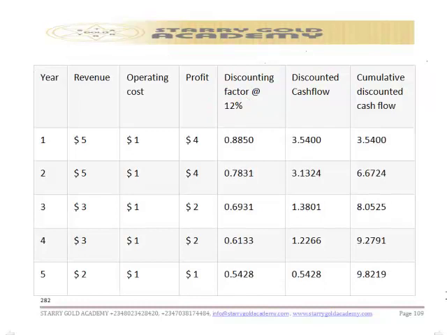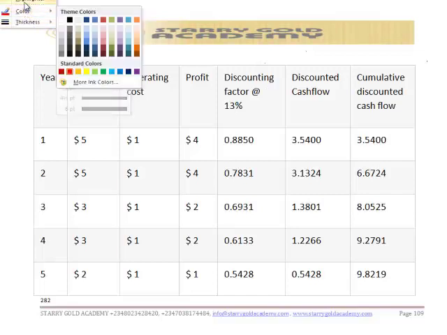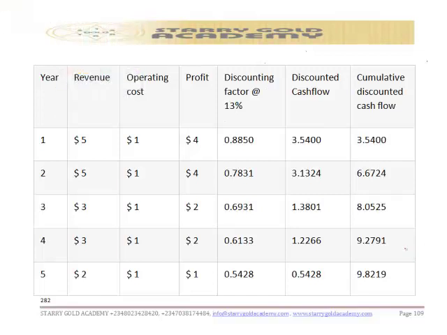So when we use 13%, not 12%, when we use 13%, we have 9.8219 as our present value. So in this case, we have a negative net present value. How does it look?